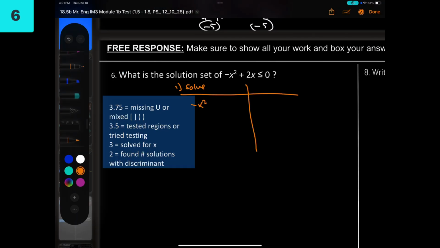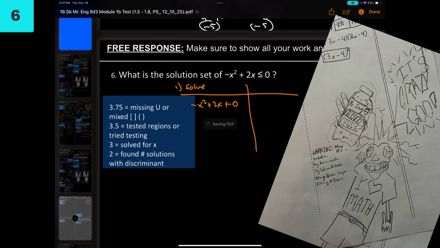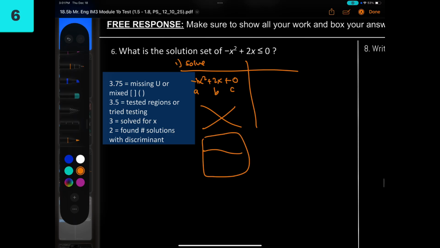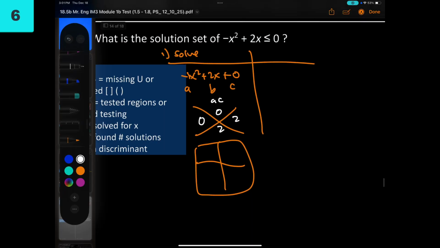Okay. So A, B, C. So A times C is 0. My B value is 2. My two numbers are 0 and 2. Okay, this is why you need the box, because you need to show for that negative 1. That was your common mistake for students. So maybe put negative x, x, negative 2, and 0. So you have negative x plus 0 and x minus 2.